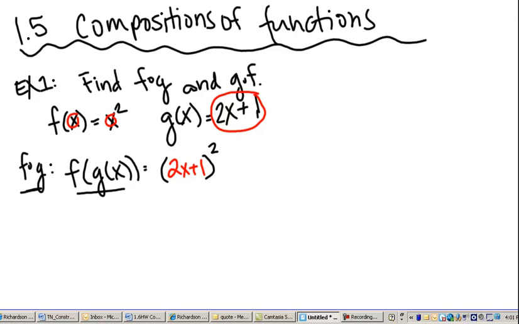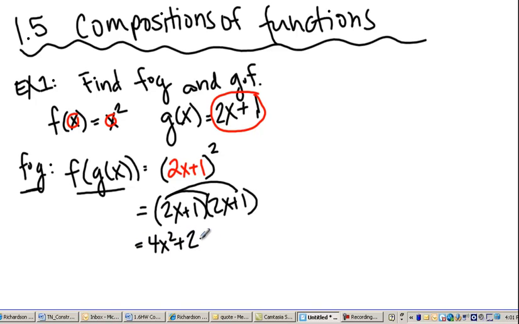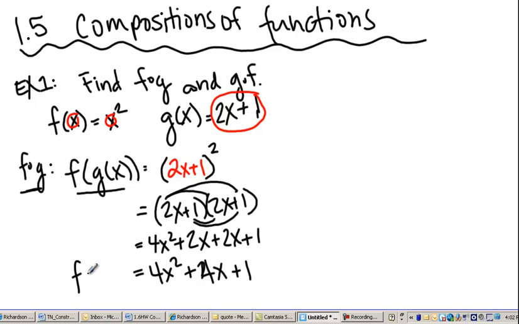Okay, we are going to distribute the square. So 2x plus 1 times 2x plus 1. If you know the shortcut, you don't have to FOIL, but I'm just showing this for people that don't know the shortcut. So you get 4x squared plus 2x, and then you multiply the last terms, plus 2x plus 1. So our answer is 4x squared plus 2 plus 2, which is 4x, plus 1. Okay, so f of g is this answer right here.